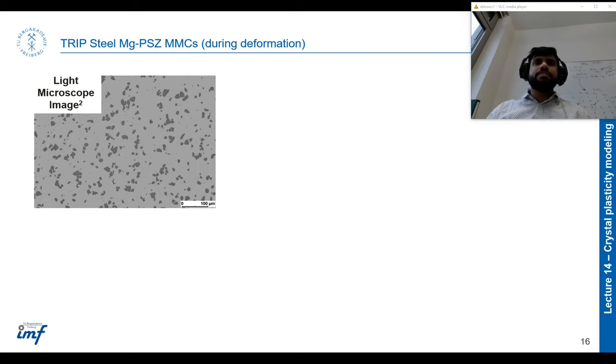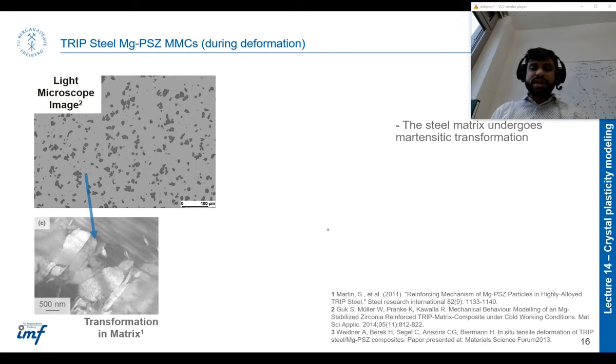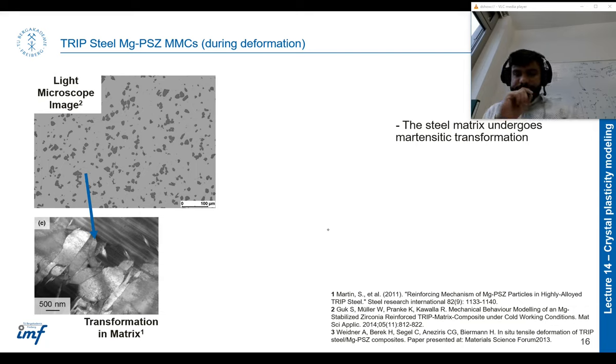And what happens with this material is that the matrix of this material is metastable austenite. So austenite is not actually stable at room temperature, but here, due to alloying of the elements, it is metastable. It is in a metastable state. So austenite is at room temperature, but it is not stable.